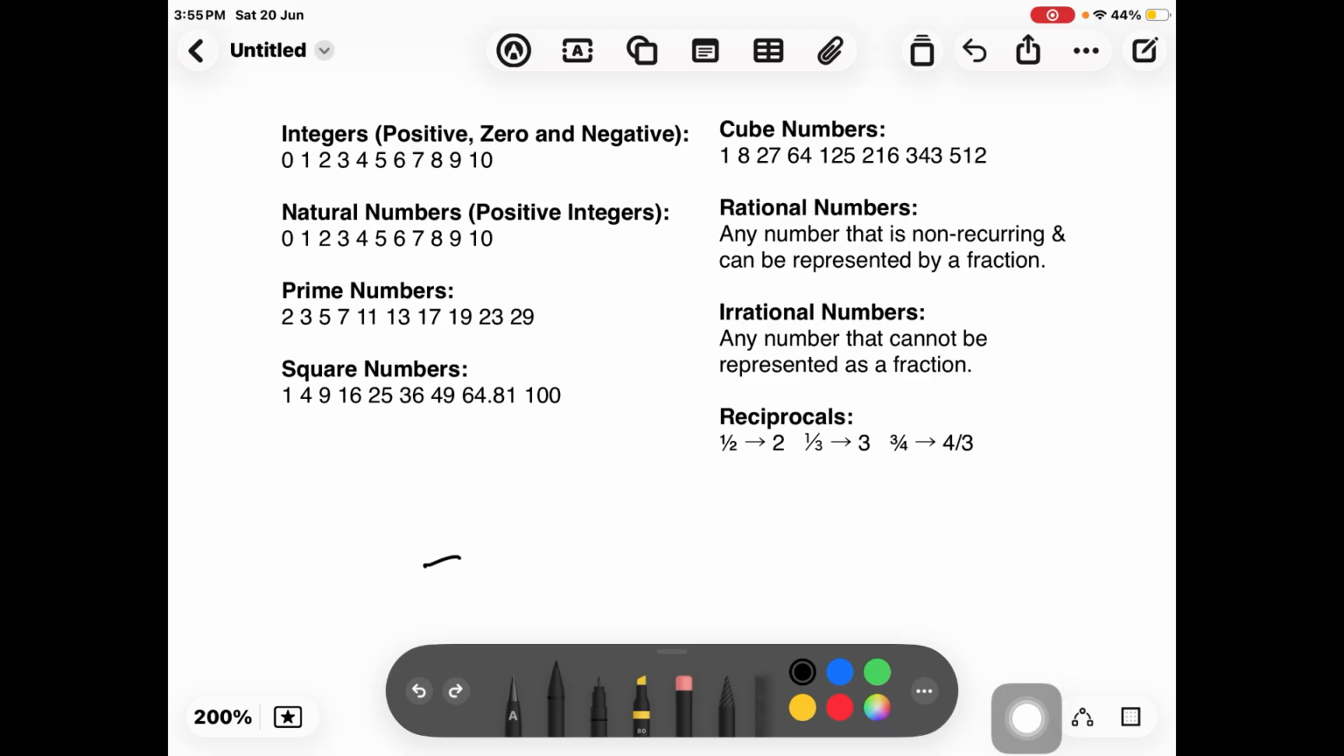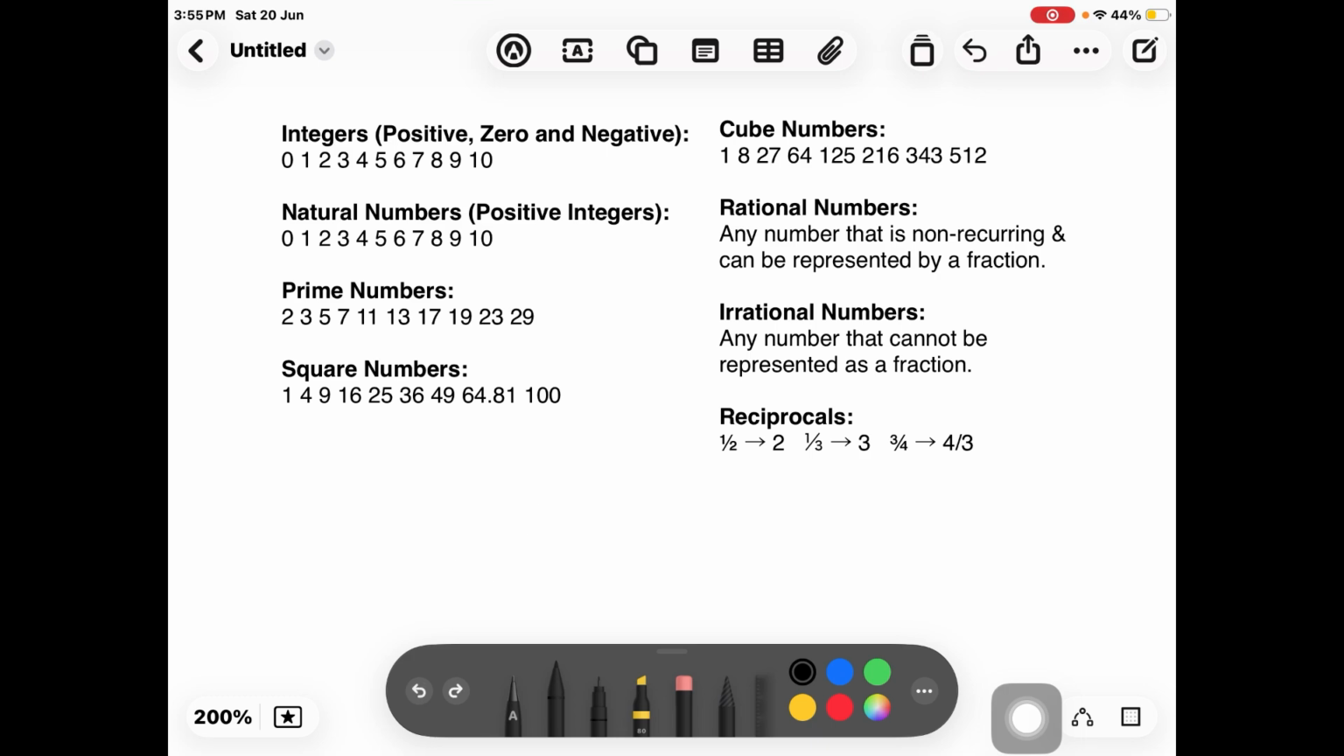Such as the root of 2. Now the root of 2 would be something like 1 point blah blah blah. It will keep going on forever, but the thing is, each digit is unique. It's not recurring. So root of 2 is an irrational number, root of 4 is an irrational number, and yeah.